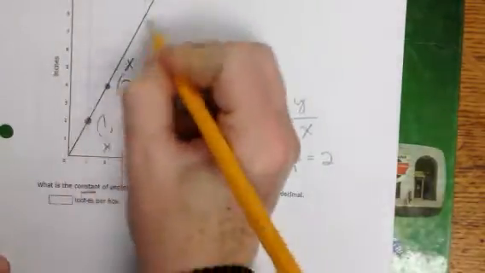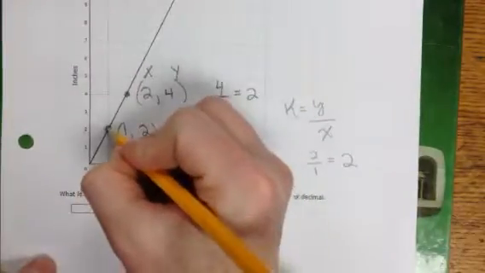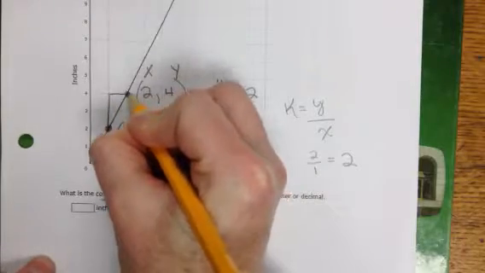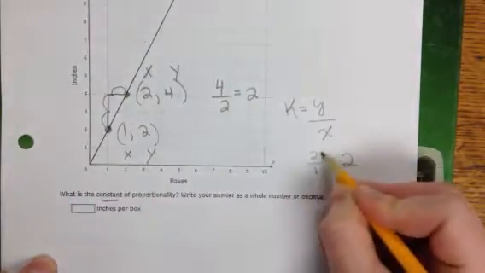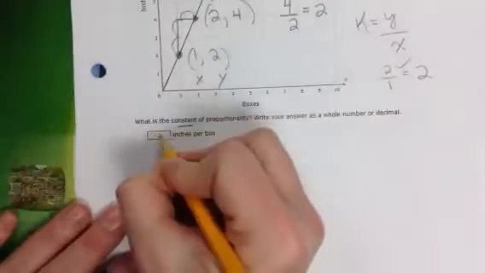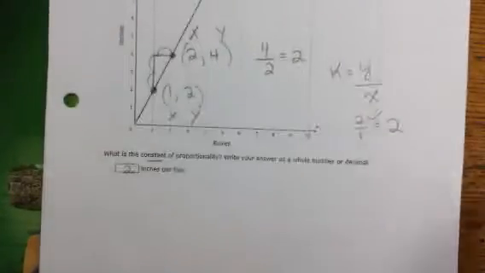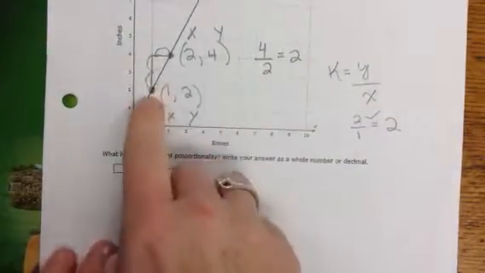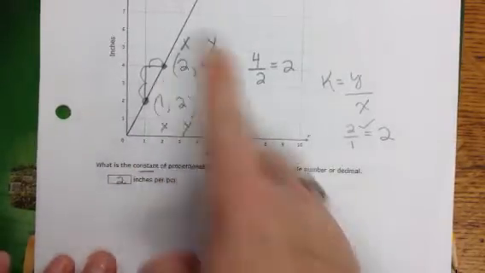So the constant, which is going to be the same thing as the slope of this graph, if I wanted to count it rise over run, I'm going to get 2 over 1, which is the same numbers I got here. Okay, so the constant of this one is just 2. So you have different ways you can do it. You can actually get the slope, or you can do Y divided by X.